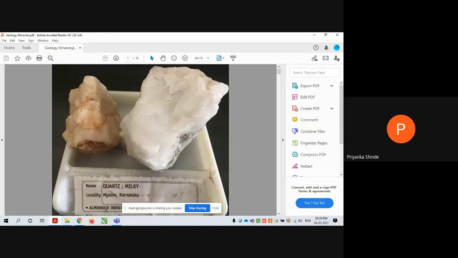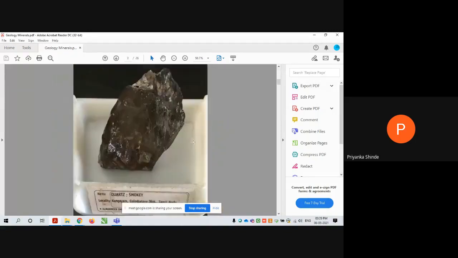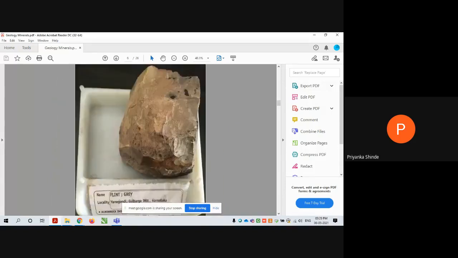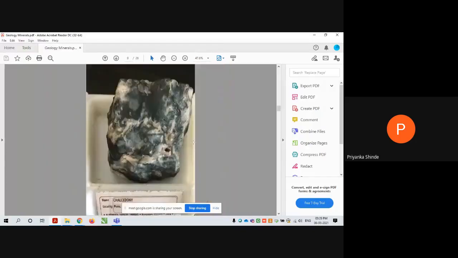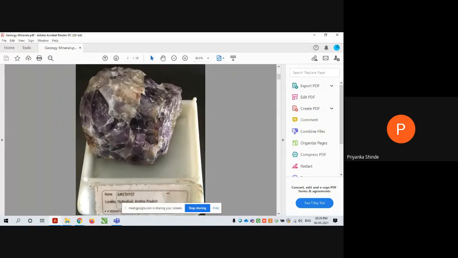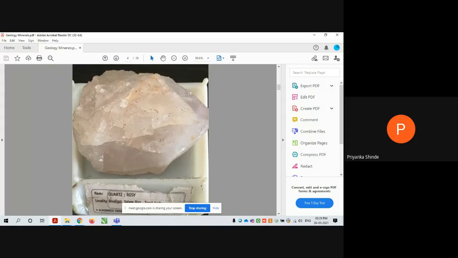Then next is luster. What is luster? We have discussed how the mineral surface looks in reflected light. So if you see all these quartz varieties, can you see how the mineral surface is looking in reflected light? Each mineral looks different. If you see this amethyst, this smoky quartz, rosy quartz, they shine like a glass, right? Broken glass. So what term do we use to describe that?